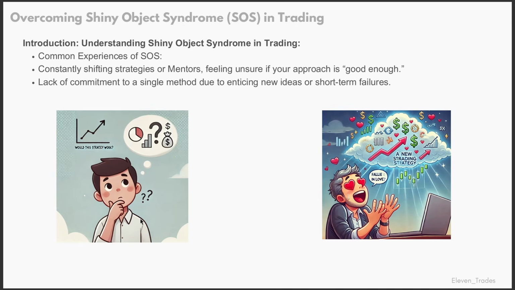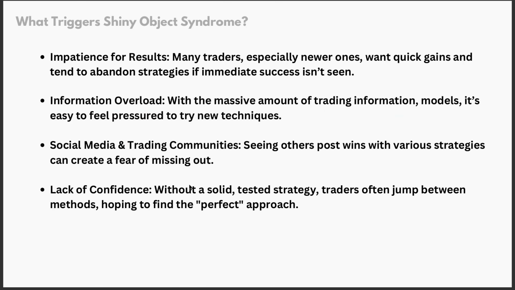Let's start with the introduction: the common experience of shiny object syndrome, constantly shifting strategies, models, and mentors, and you are unsure whether this strategy or model is good or you should switch to another, lack of commitment to a single model, and short-term failures affecting your mindset regarding that specific model. Now let's talk about what triggers the shiny object syndrome or strategy hopping.